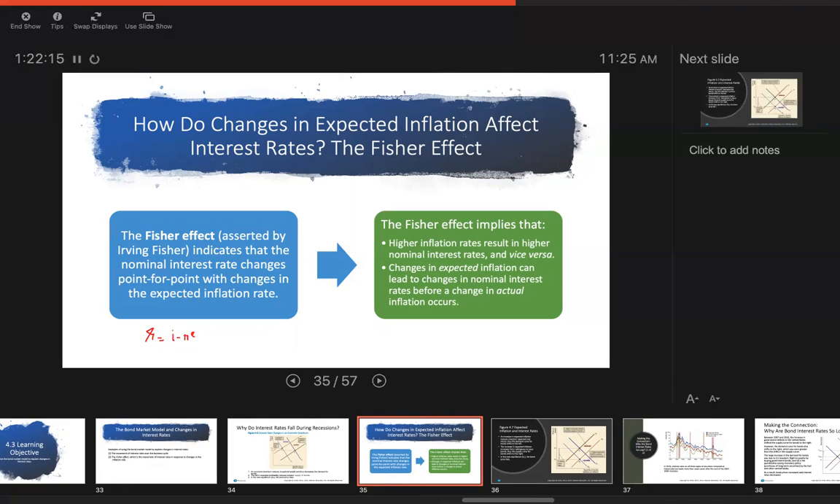So the Fisher effect in turn implies that when there is higher expected inflation, there should be higher nominal interest rates, and when there's lower expected inflation, then there should be lower nominal rates, right? So changes in expected inflation can lead to changes in nominal interest rates before a change in actual inflation occurs, right? Expectations about the future will change behavior today.